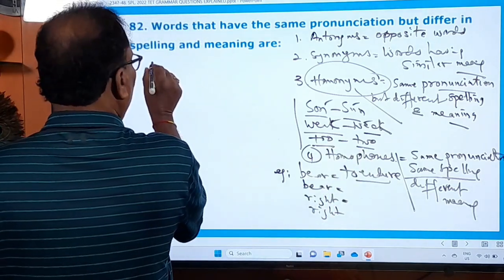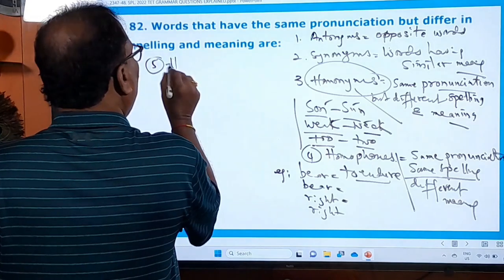And one more thing, the fifth one is there. They are all confusing to the students. That's why I'm giving homographs.